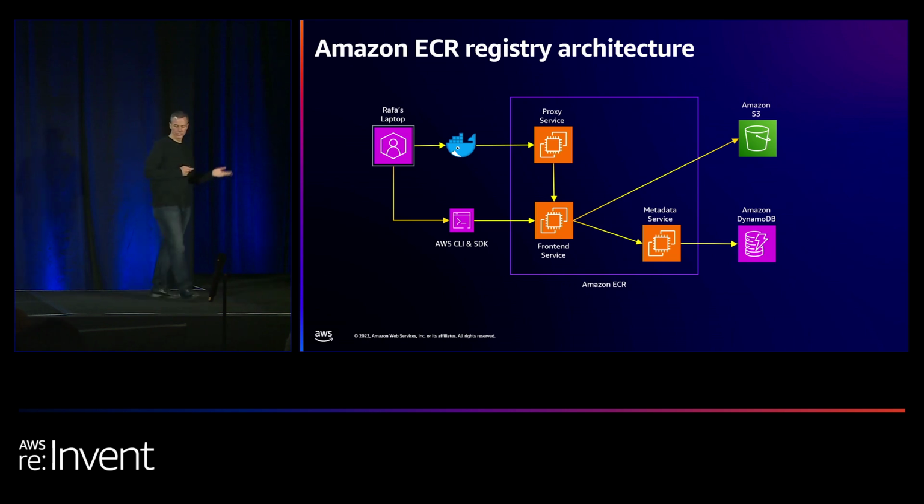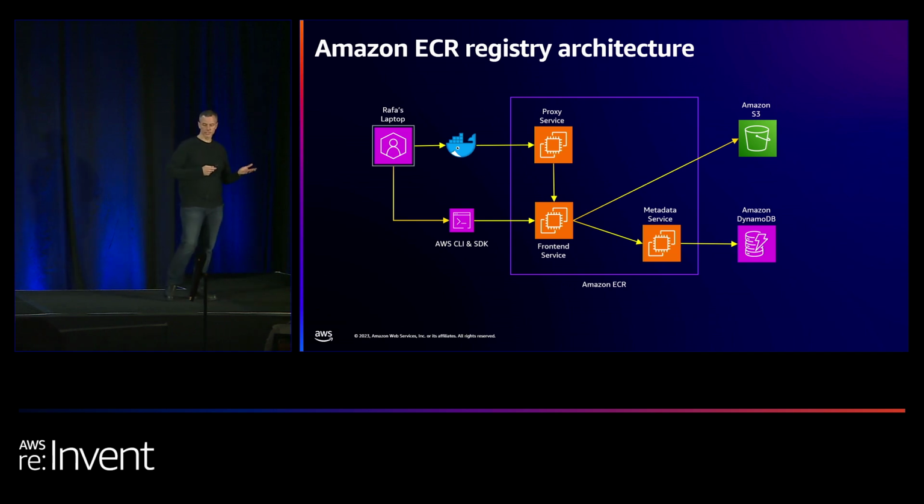From there, we have what we call our metadata service. That's the thing that does all the indexing, storing all the tags and all the metadata. That information we keep in DynamoDB. And then the blob objects themselves, the manifest is considered a blob. It's a JSON object. We keep that in S3. And then the large layers are also stored in S3.